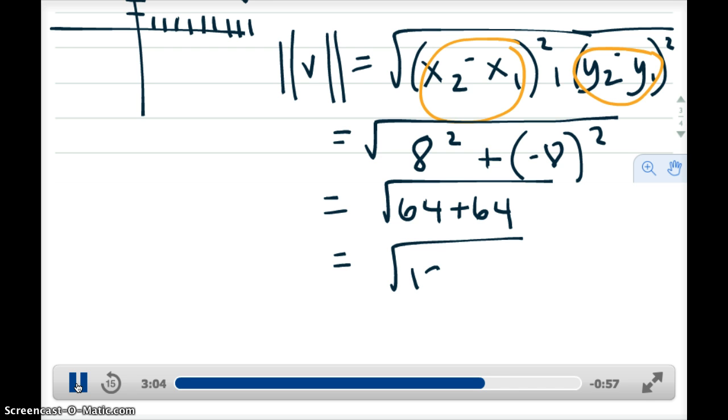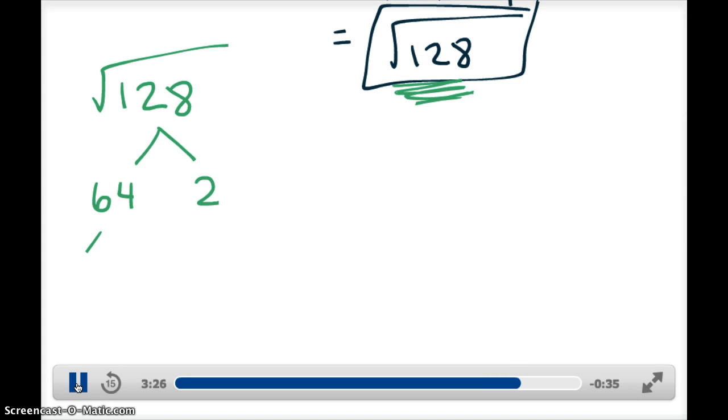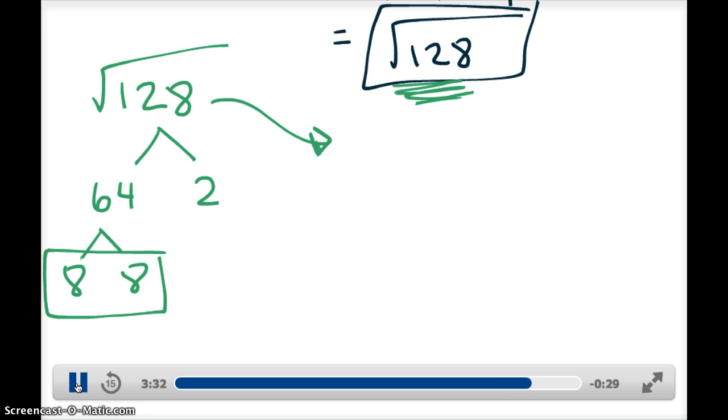But if you want to be 100%, you're going to think about how we simplified radicals today. I'm taking you back to Algebra 2. So many of you decided a factor tree was the best way, and I'm just going to break it down. 64 and 2, 8 and 8. But I'm going to stop here because I have a pair of numbers.